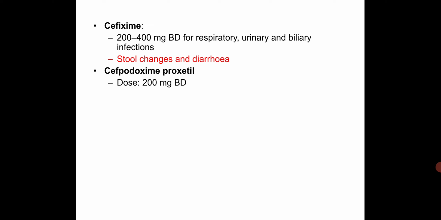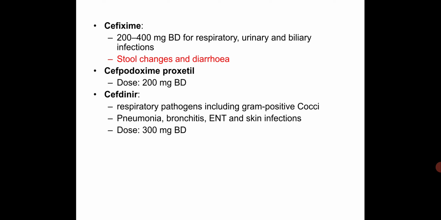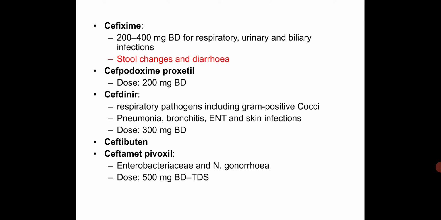Then cefixime is the orally acting third generation cephalosporin, and the particular ADR for this is stool changes, color changes of the stool, and diarrhea. It is mostly used as 200 mg BD. Then cefdinir is more active against gram positive cocci and respiratory pathogens, so it is effective in various ENT related infections. Then ceftibuten, same. Cefetamet is more active against Enterobacteriaceae, and the dose is 500 mg BD.